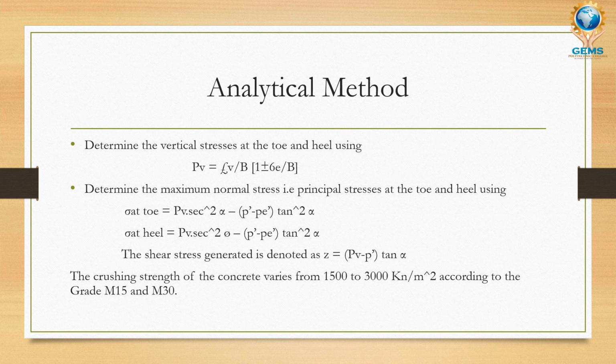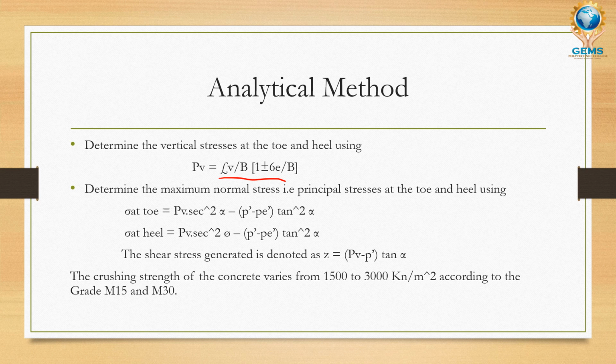In the previous slide I explained what the analytical method is and how it is to be done. Now we are going to see the analytical method analytically. This is PV, the pressure from the vertical forces. These are the vertical stresses, the development of pressure, which comes under the formula summation V by B into 1 plus or minus 6e by B. Here e is the eccentricity, B is the breadth, and summation V is the vertical forces.